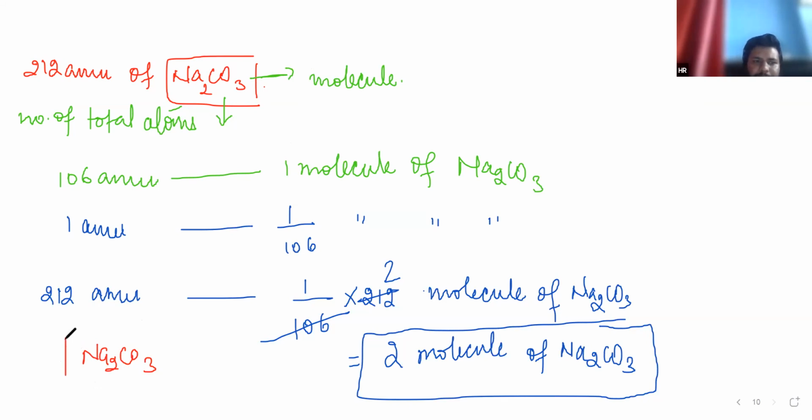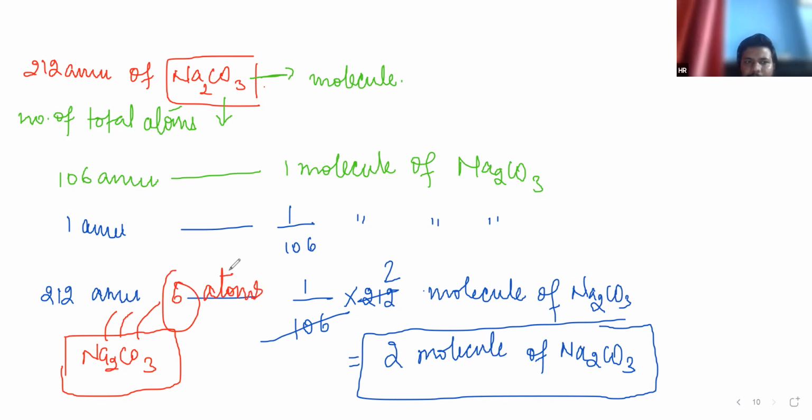How many atoms are present in Na2CO3? 2 atoms of sodium, 1 atom of carbon, 3 atoms of oxygen. That will be 6 atoms, right? Yes or no? That will be 6 atoms. How can you say that it's 1 atom? Got it, Arsalan?